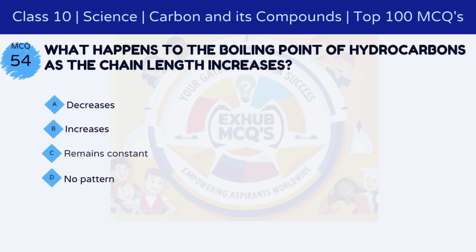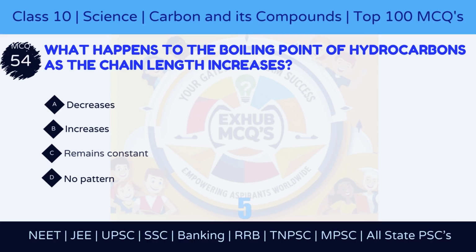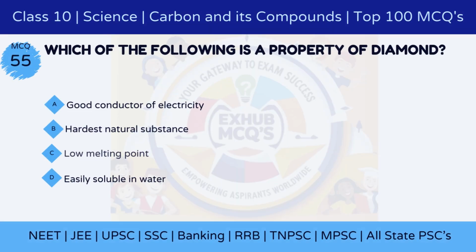MCQ 54. What happens to the boiling point of hydrocarbons as the chain length increases? Option A, decreases. Option B, increases. Option C, remains constant. Option D, no pattern. The correct answer is option B, increases. Explanation. The boiling point of hydrocarbons increases with chain length due to stronger intermolecular van der Waals forces in larger molecules.